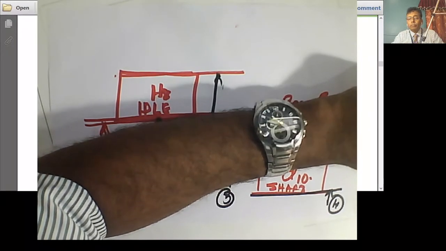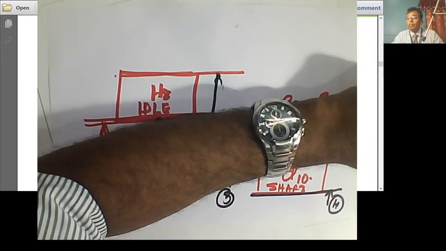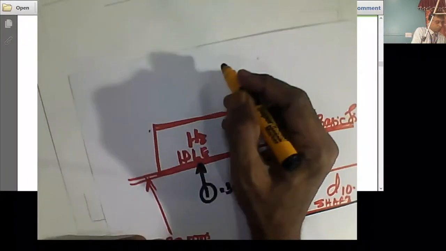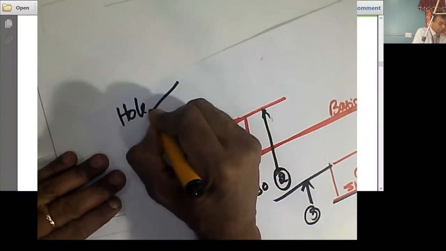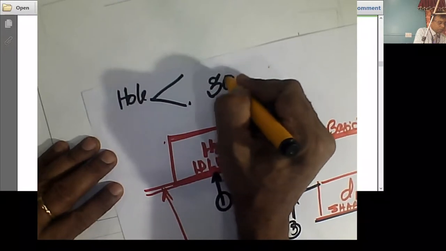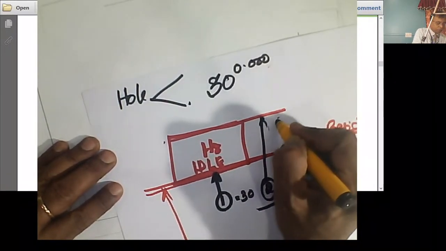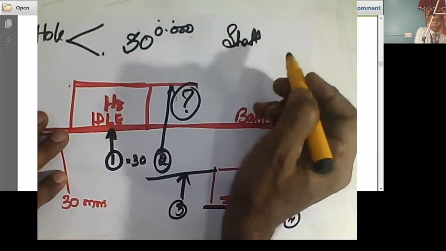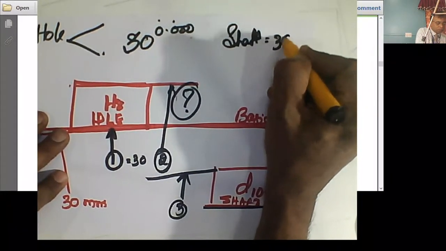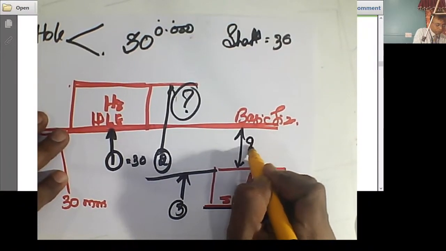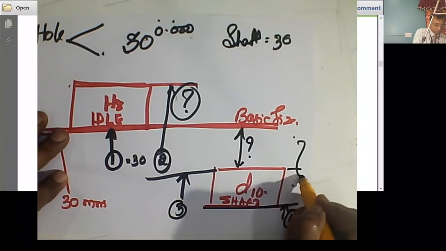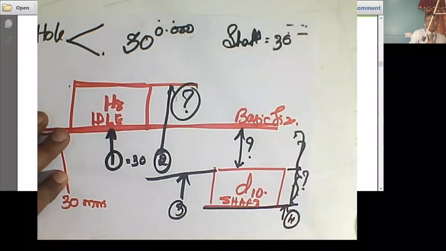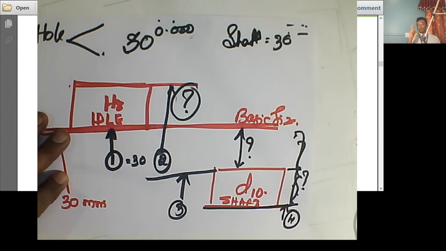Okay, let me solve the problem. So we need to hold dimension, that is 30.000. Then we need to find out how much is this. We need to write it here. Next, shaft, we need to write that is equal to 30. One is this value, how much is this? Another is this plus this. How much is this? So if you enter these two values, you will get some values here. These are the things that we need to find out. Two values for the shaft, two values for the hole.